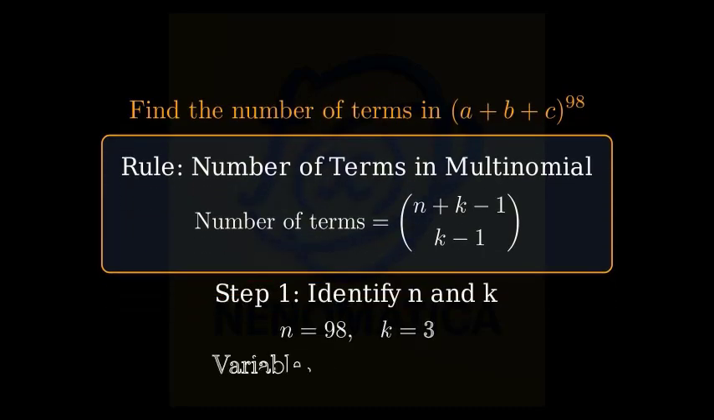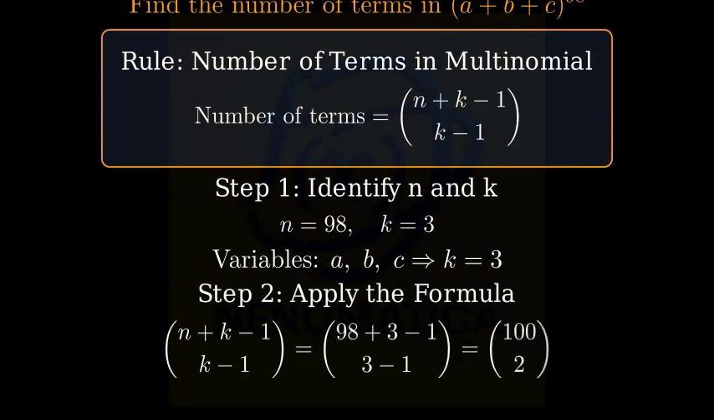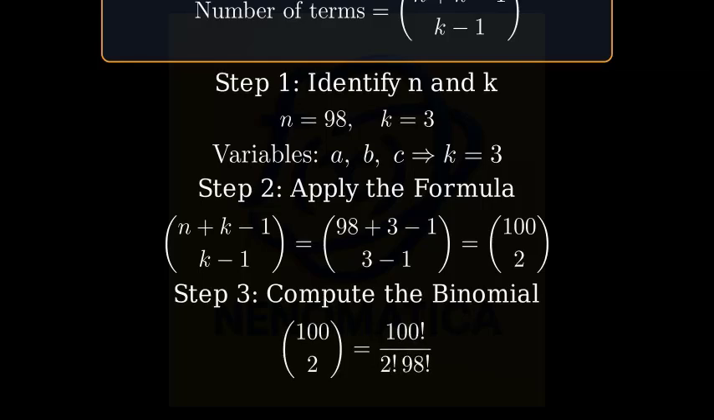Step 1. Identify n and k. Here the exponent n is 98, and there are 3 variables, a, b, and c, so k equals 3. Step 2. Apply the formula. Plugging in n equals 98 and k equals 3 gives binomial 100 choose 2. Step 3. Compute the value of binomial 100 choose 2.